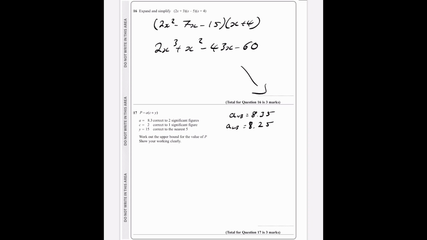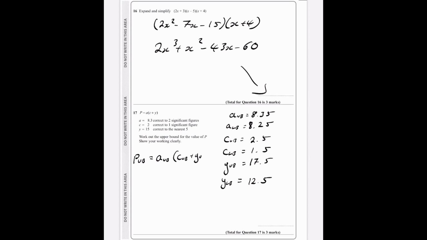Question 17, upper and lower bounds question. So A is 8.3 correct to 2 sig figs, so the upper bound for A is 8.35, the lower bound for A is 8.25. Then for C we've got 2.5 and 1.5, and for Y, just careful with this one, correct to the nearest 5, which is not always a common rounding value, but here we're going to get 17.5 and 12.5 as our upper and lower bounds.